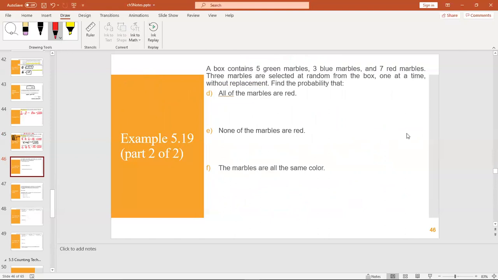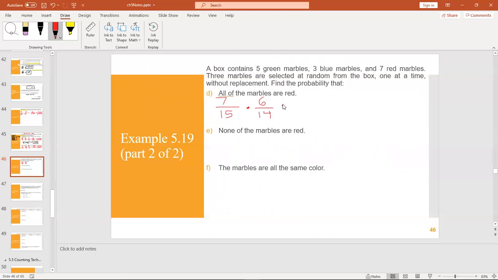Next part, this is the same scenario here. We're drawing 3 one at a time without replacement. What are the probability that all the marbles are red? Well, let's see. First draw, 7 out of 15 is the chances of drawing a red marble. One of the marbles is gone, so 7 is now down to 6. One of the marbles is gone, so 15 is down to 14.